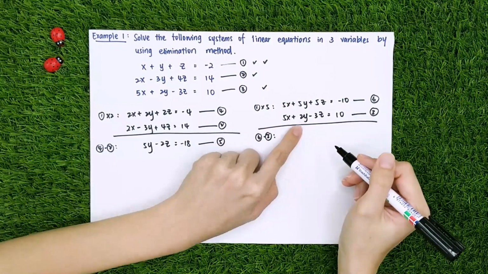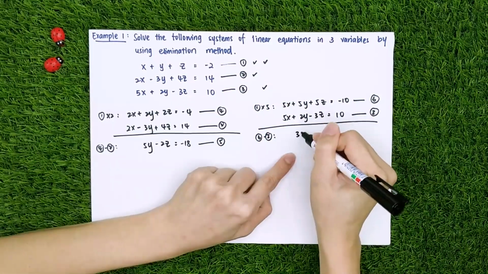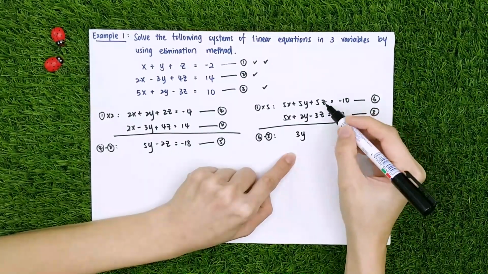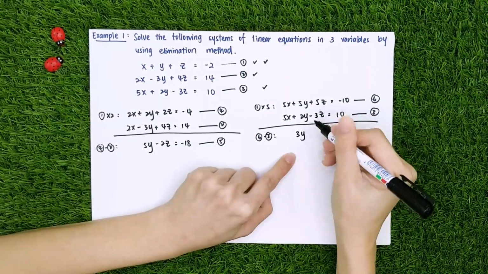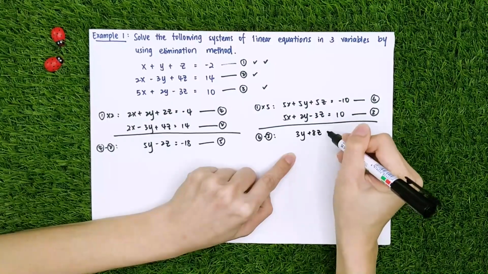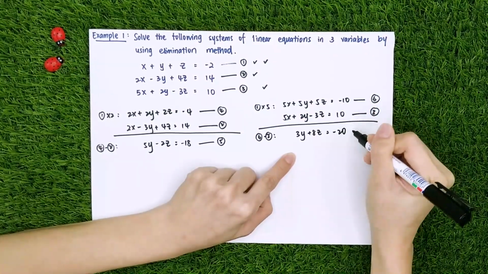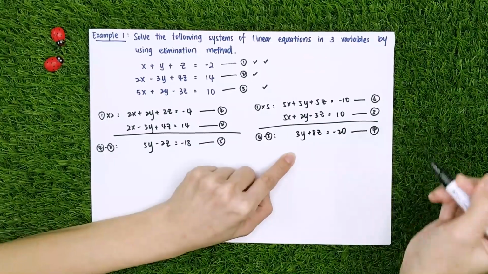5y minus 2y, you will get 3y. 5z minus minus, you will get positive. So 5z plus 3z, you will get 8z equals to minus 10, you will get minus 20. Then this is your equation 7.